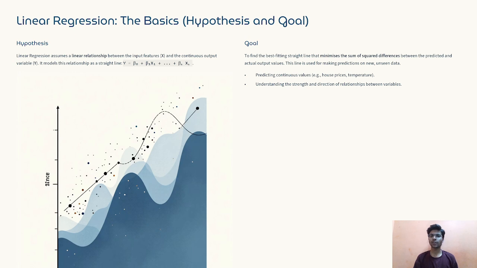Goal: to find the best fitting straight line that minimizes the sum of squared differences between the predicted and actual output values. This line is used for making predictions on new and unseen data, predicting continuous values like house price and temperature. It also helps in understanding the strength and direction of the relationship between the variables.